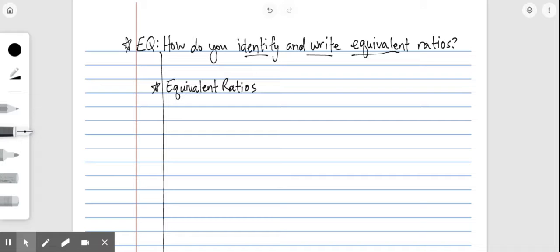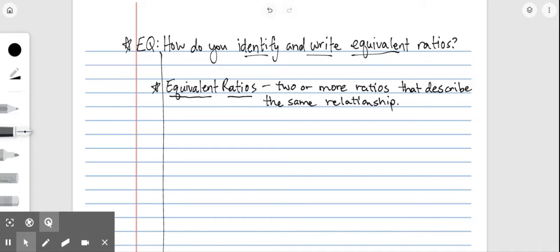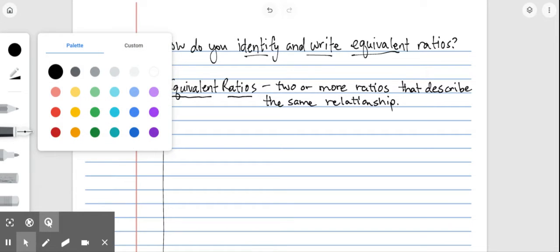So equivalent ratio, notice it has the word ratio. We talked about what a ratio was yesterday. It has the word equivalent, and we've talked about and seen this word equivalent. Equivalent means equal, right? So two equivalent ratios have the same relationship. So equivalent ratios are two or more ratios that describe the same relationship. Now let me give you an example of that.